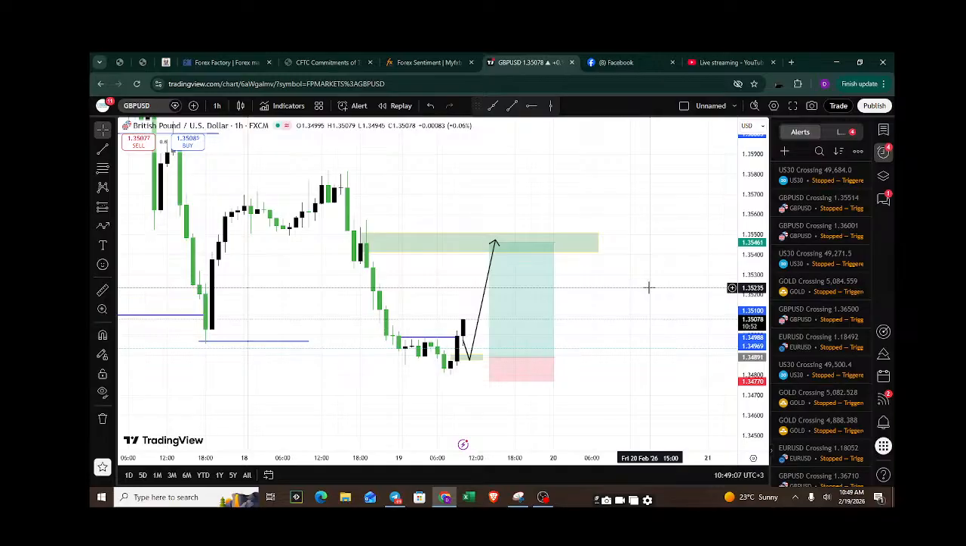And remember, we said that the first 30 pips, we have to take the first 30 pips off. Because 30 pips are usually what we call the bread and the butter.